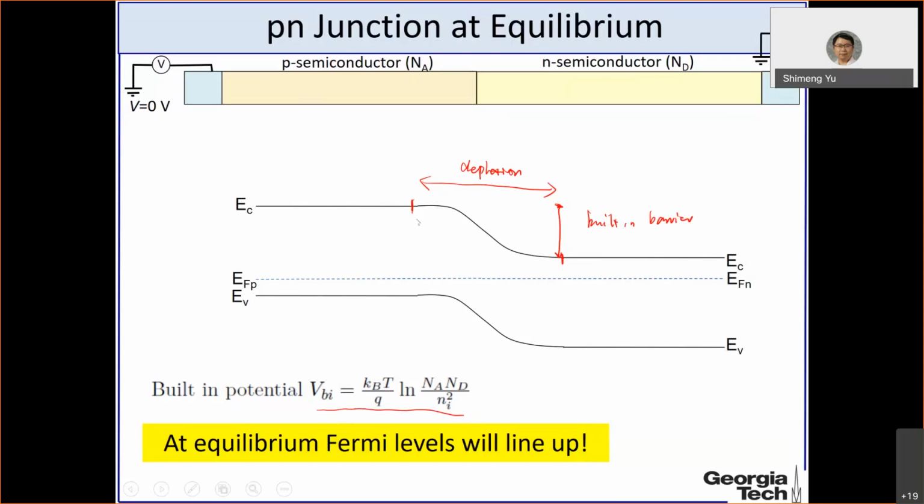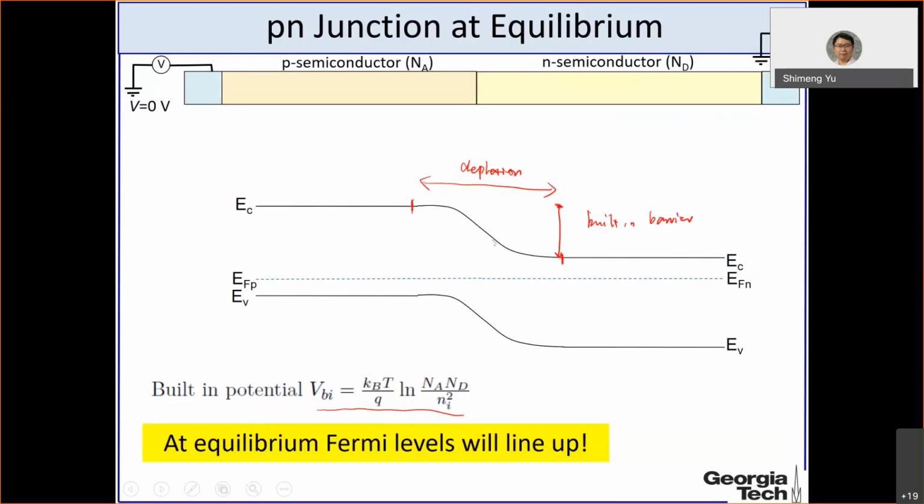And here the key important message is that the bands of EC and EV will be bent. And here we have the slope. The slope is telling you that there is an electric field. If you recall lecture 5 or lecture 6, we have the conclusion: if you have a slope in the energy band, that means there's a field.